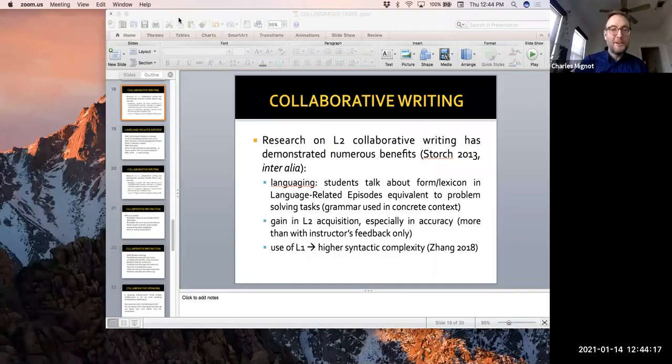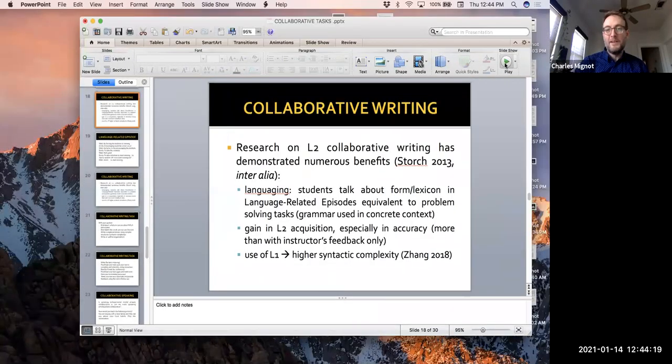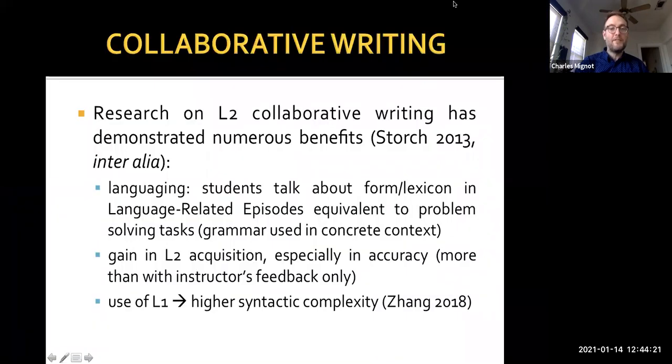Okay, so let's move on. I'm just going to talk now a bit more about the advantages, the benefits of collaborative writing. Research on collaborative writing has demonstrated numerous benefits. First, I talked about it: languaging.